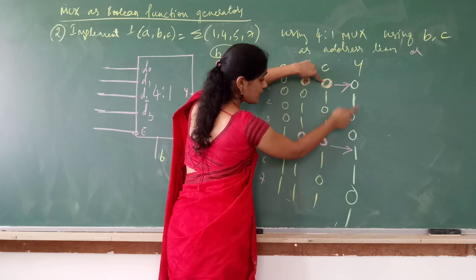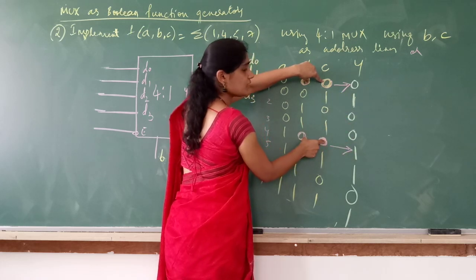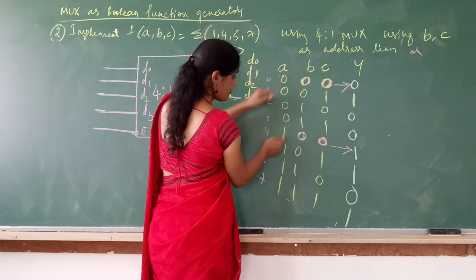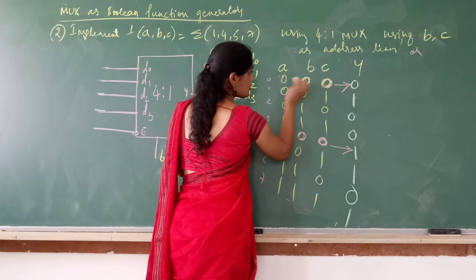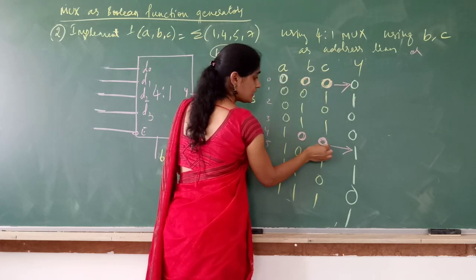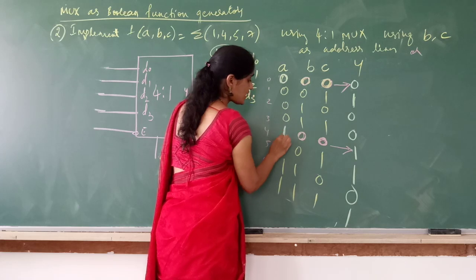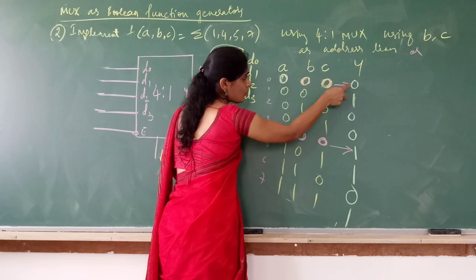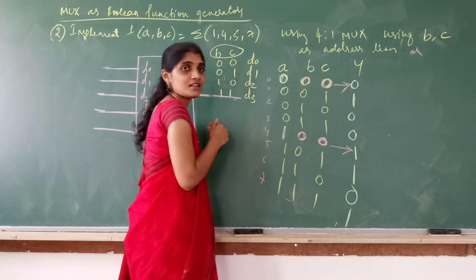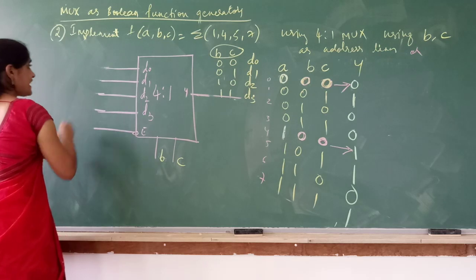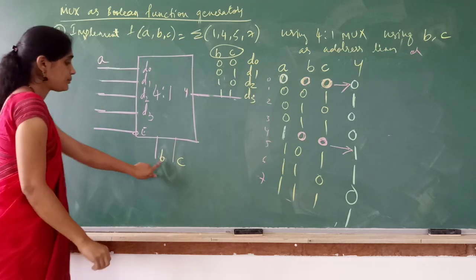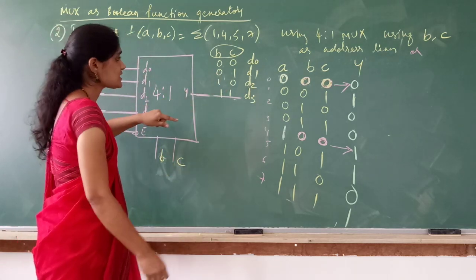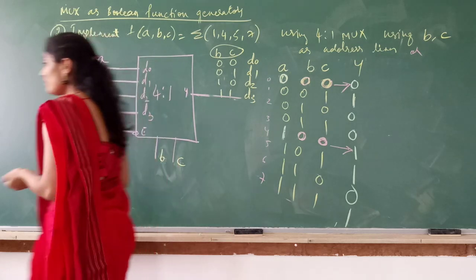Now we have to compare the output with the other variable. Which is the other variable? If we are taking BC as address lines, the other variable is A. Compare it with A now. Y is 0, and A is also 0. Y is 1, and A is also 1. So Y is the same as A. For these two, when BC is 0 0, Y is the same as A. So D0 is A. Other condition, 0 1, D1 will be selected. 0 1, where we have 0 1.